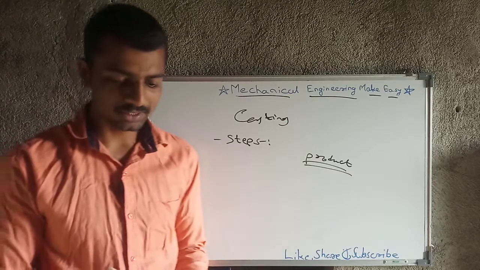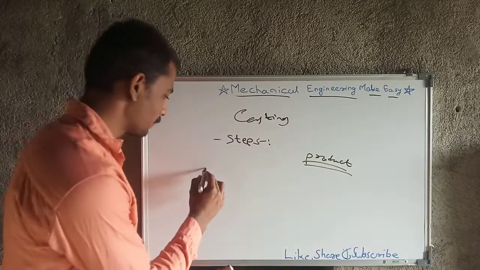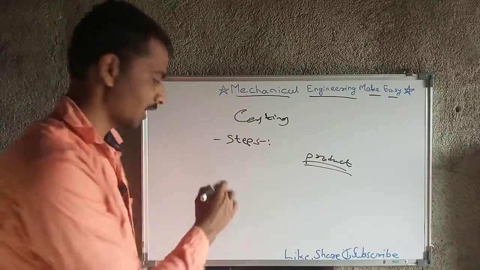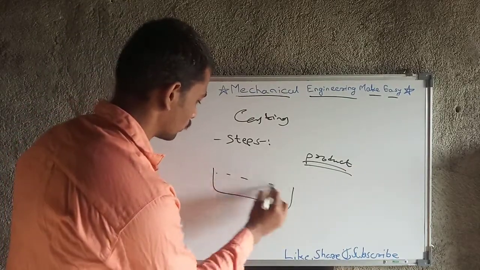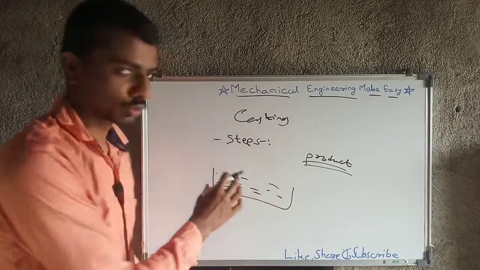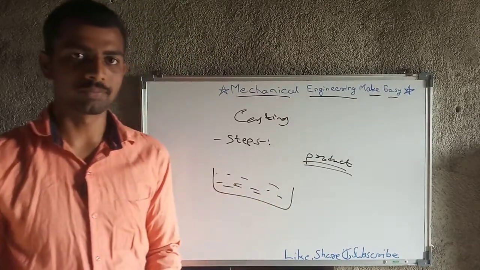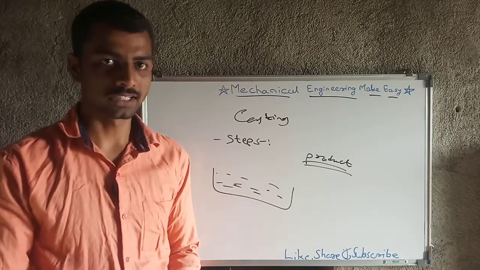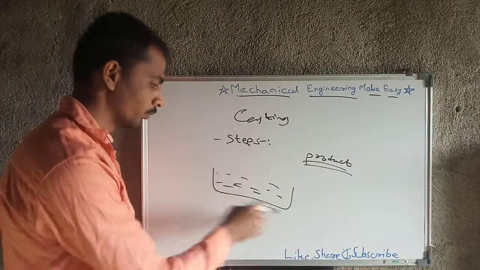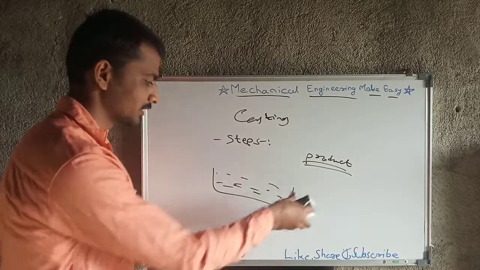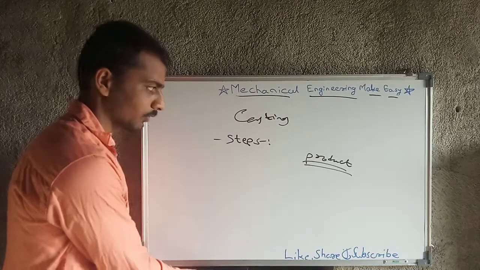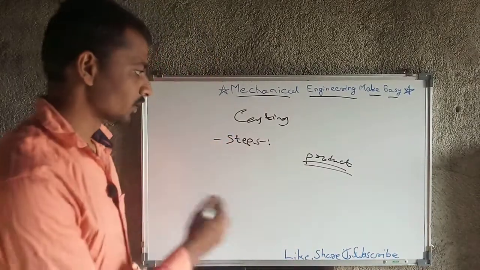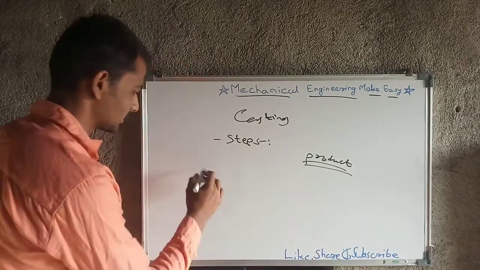Next is sand mixing and preparation. For preparing the casting we need sand, and that sand is poured in the mold box, so that sand should be prepared first. That sand is nothing but a mixture of sand plus clay plus water, or sand plus clay plus any adhesive. So we have to make a proper mixture of that. That's why sand preparation and mixing is one of the steps. This is the second step.